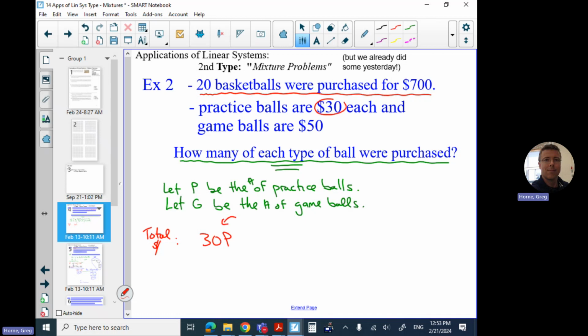So let's add that in. This is the money or cost of P practice balls. So we have 30P, and then we have the cost of the G game balls, and that's going to be 50G. And that adds up to a total of 700.